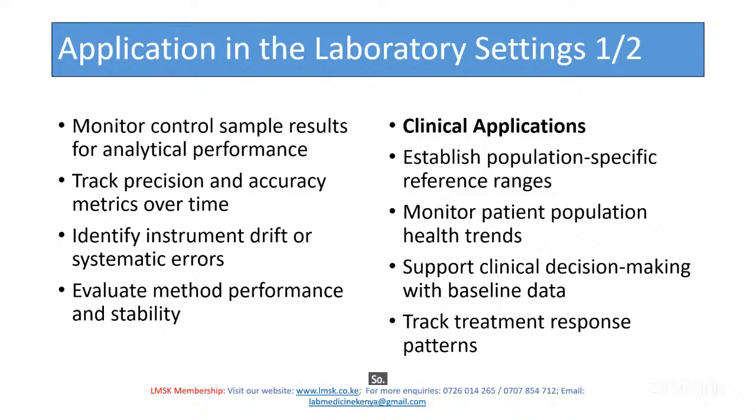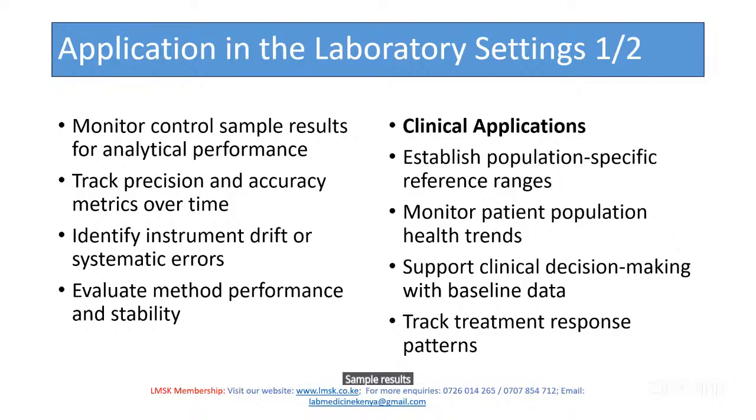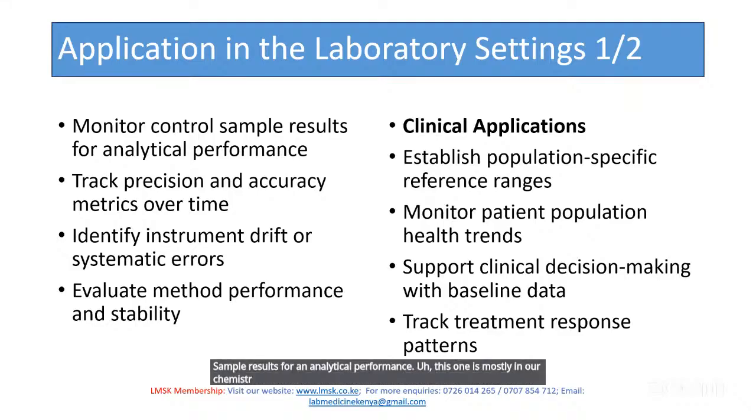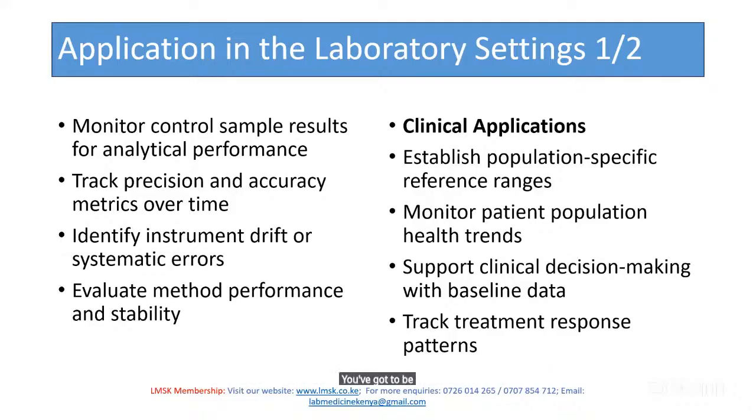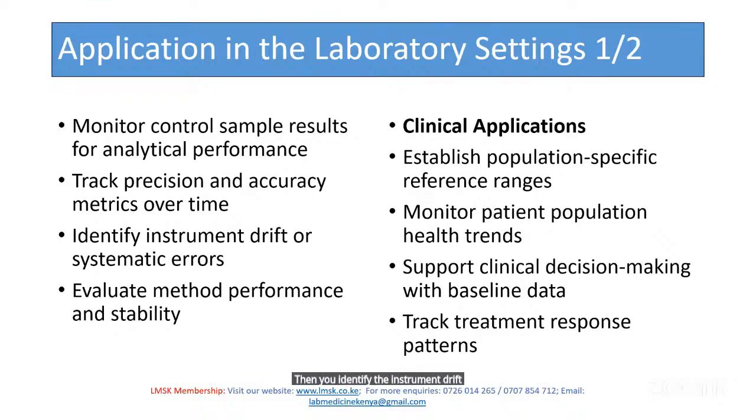In terms of application, it monitors control sample results for analytical performance. This is mostly in our chemistries. It also tracks precision and accuracy, which is very much important in the laboratory. In terms of precision, are your data points and your samples accurate? Are you able to produce the same results over time? Then you identify the instrument drift for the systematic errors.